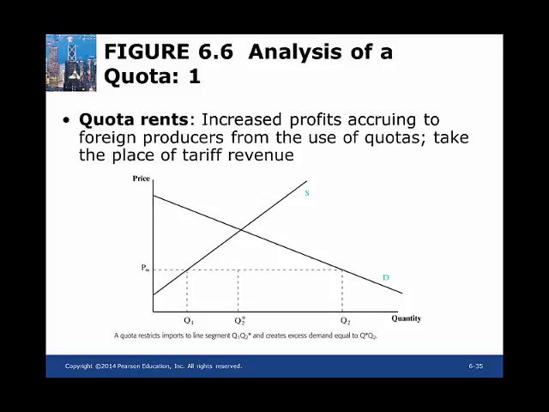Figure 6.6, Analysis of Quota 1. Quota rents: the increased profits accruing to foreign producers from the use of quotas take the place of tariff revenue. A quota restricts imports to the line segment from Q1 to Q2 star, and creates excess demand equal to Q2 star to Q2.